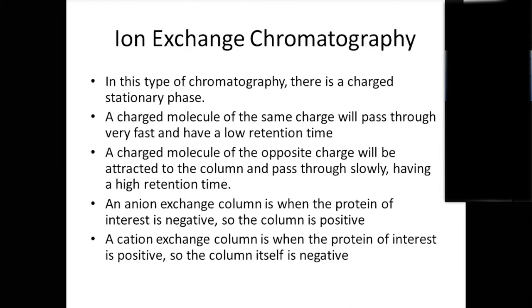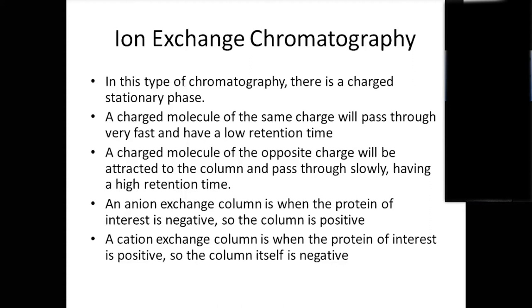This is the part that's a little bit tricky. An anion exchange column is when the protein of interest is negative, so the column is positive. As you may remember, anion means negative. But it's not the column itself that is negative, it is the protein of interest that is negative. If you have a protein of interest that is negative, you want the column to be positive so it would have a good interaction with the negative molecule.